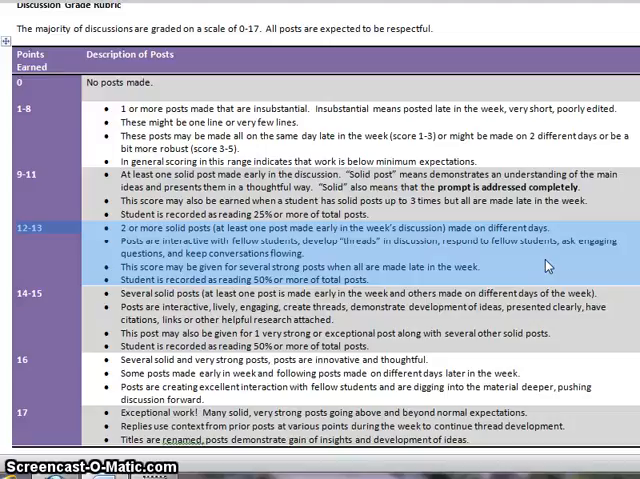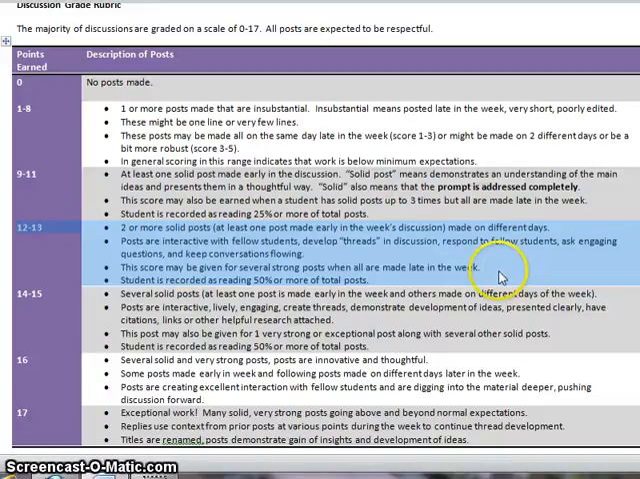For 12 to 13 points, we have 2 or more solid posts, at least one of them made early in the week, and the 2 are made on different days. We're starting to look at a qualitative difference here. The posts are beginning to be interactive with fellow students. You're developing threads in discussion. You're promoting discussion. You're responding to your other students. Sometimes you're asking an engaging question, and that's keeping the conversation flowing, which can be quite valuable in discussions and really supports and helps learning.